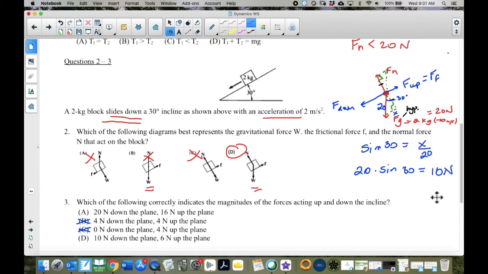And so we have 10 newtons going down the plane, but remember that we only have an acceleration of 2 meters per second squared, and we have a mass of 2 kilograms. So let's go ahead and figure out, okay, force is mass times acceleration. The mass is 2 kilograms, and the acceleration is 2 meters per second squared, so that is 4 newtons. So in other words, we have 10 newtons going down the plane, but yet we have 4 newtons in friction, so I'm left with 6 newtons left. 6 newtons going up the plane.